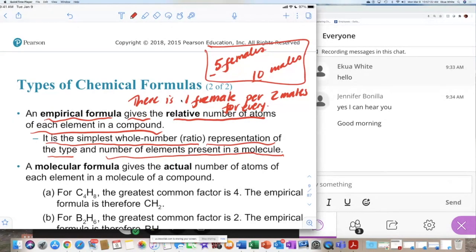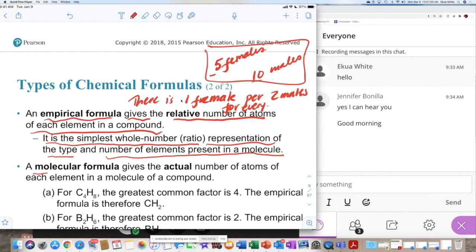You're talking about a simple whole number relationship. You're relating one to the other. And that's the purpose of the empirical formula. We're trying to realize how one element relates to the other. So for every one female, we have 2 males that showed up.